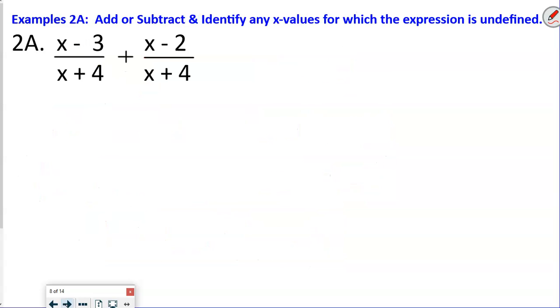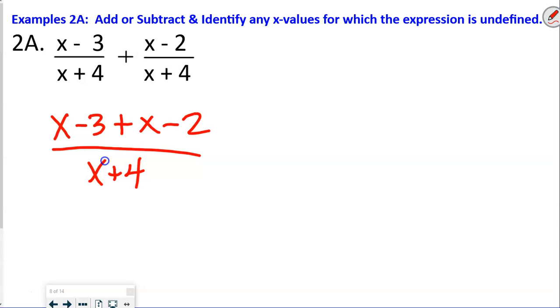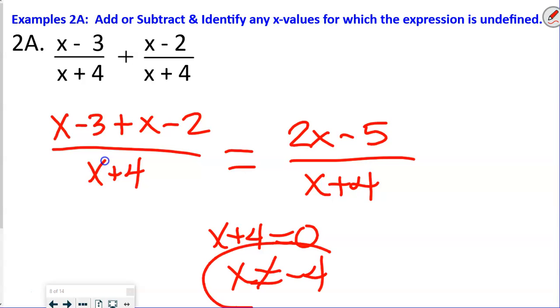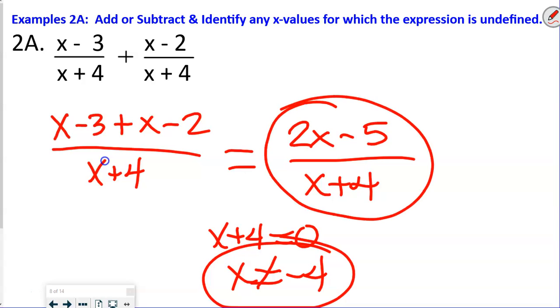Okay, so now we're going to actually add some rational expressions. So this one already has a common denominator, so we're going to put the x plus 4 on the bottom, and then all we have to do is add what's on top. So we got an x minus 3 plus x minus 2. So that's going to be x plus x, which is 2x, -3 minus 2, which is -5, and that's going to be over x plus 4. Now, it also asks us, identify any x values for which the expression is undefined. Well, in this case, we're going to set the x plus 4 equal to 0, so x cannot equal -4. So there's our answers.